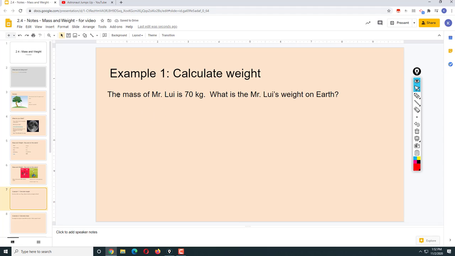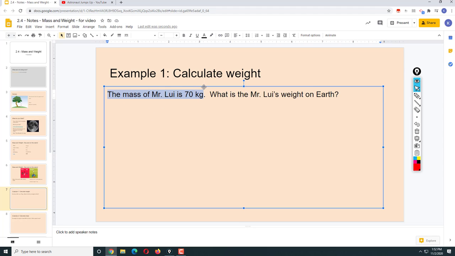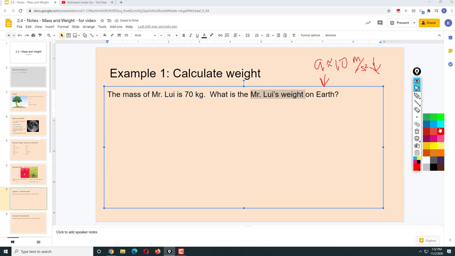For example, the mass of Mr. Louis is 70 kilograms. What is Mr. Louis' weight on Earth? We know on Earth, the acceleration is about 10 meters per second squared going down. So we know that we're looking for Mr. Louis' weight. Weight is a force. It's the force of gravity.